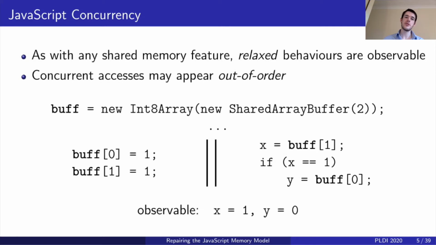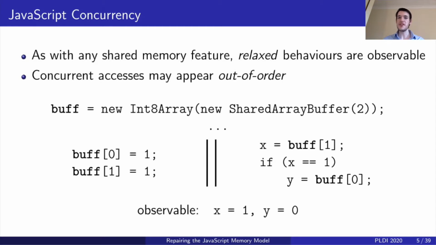Because this feature is so low level, JavaScript programs using it can exhibit relaxed behaviors. This means that a concurrent program may exhibit results which cannot be explained by a naive sequential interleaving of its individual accesses. So here's a simple example.